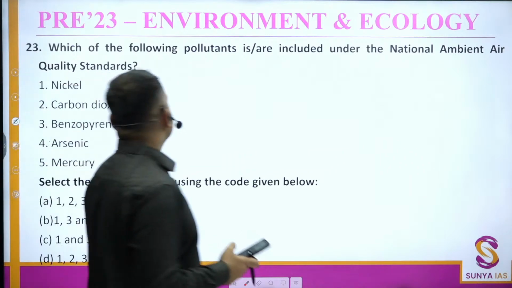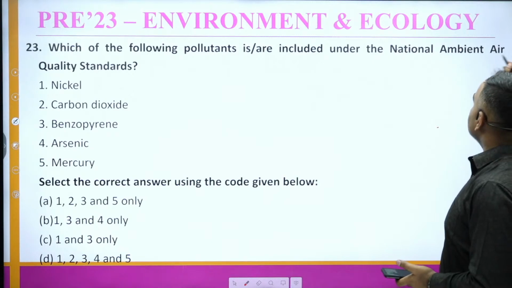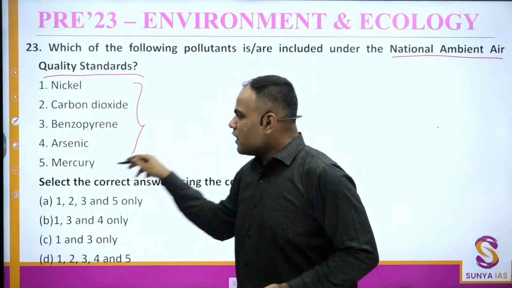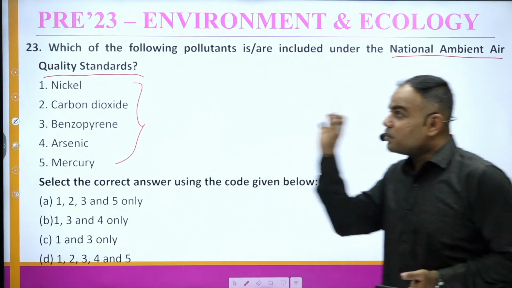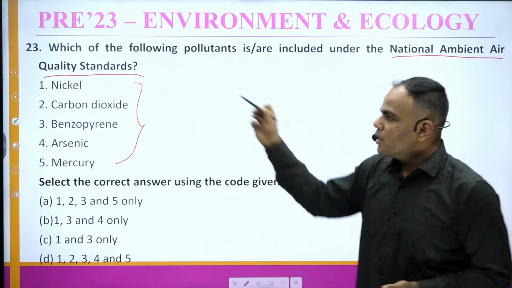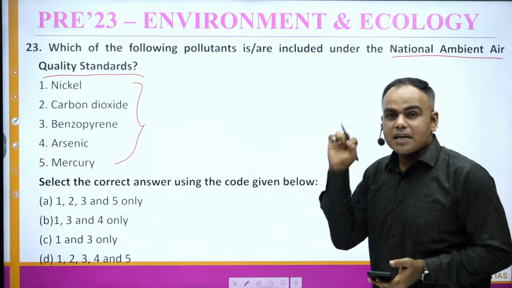Now, the next question: which of the following is included under the National Ambient Air Quality Standards? Again here, if many statements are mentioned, you can simply eliminate the one which is most obviously wrong. So you have nickel, carbon dioxide, benzopyrene, arsenic and mercury.